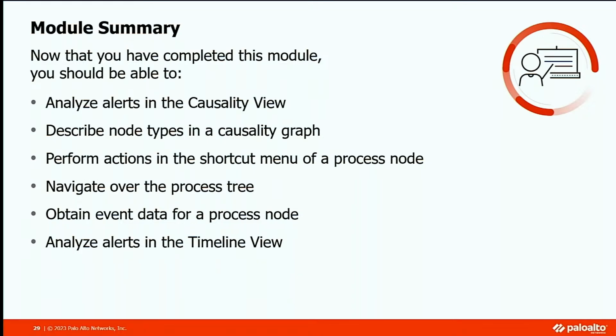So by the end of the module, you know how to use our causality view. You can describe different node types in a causality graph: alert node, process node, user node. You know how to perform actions from a shortcut of a process node, the right-click options. You can view children, show parents, navigate over the process tree, obtain the event data for a process node, and can also analyze alerts in the timeline view. And you'll be much better at doing that if you do this lab. It's a very, very good lab.